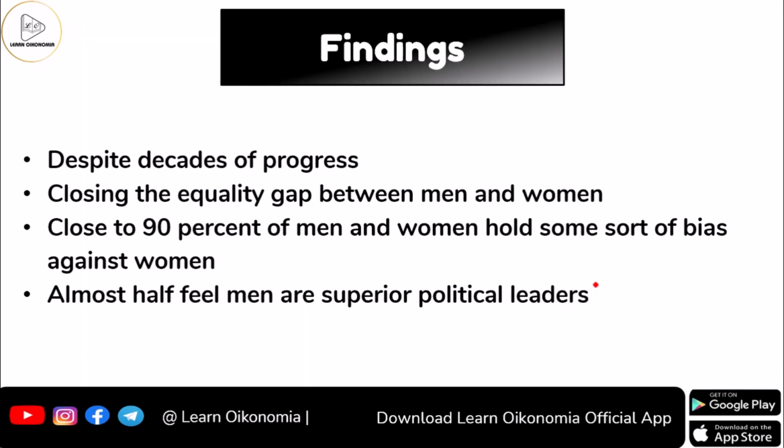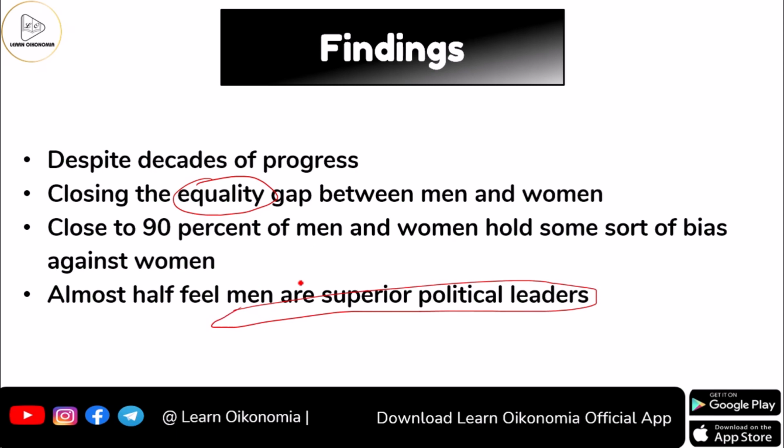So this is what the UNDP could find. The UNDP could conclude that even though we have so many programs, policies, protests, demands and so on for ensuring gender equality, despite decades of progress, we could not close this equality gap. We cannot close this yet. Close to 90% of men and women hold the view that there exists some sort of bias against women, and half of the people feel that men are superior political leaders compared to women.